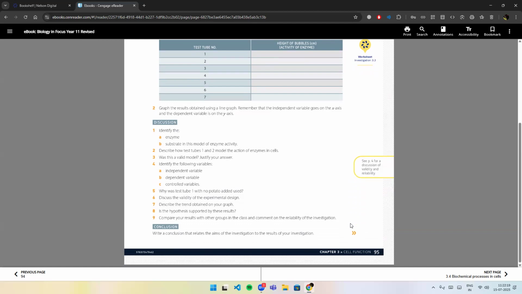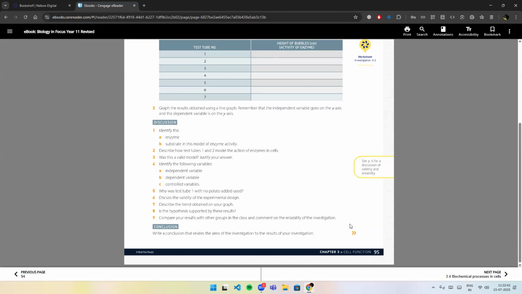Discussion. Identify the enzyme and substrate in this model of enzyme activity. Describe how test tubes 1 and 2 model the action of enzymes in cells. Was this a valid model? Justify your answer. Identify the following variables: independent variable, dependent variable, controlled variable.